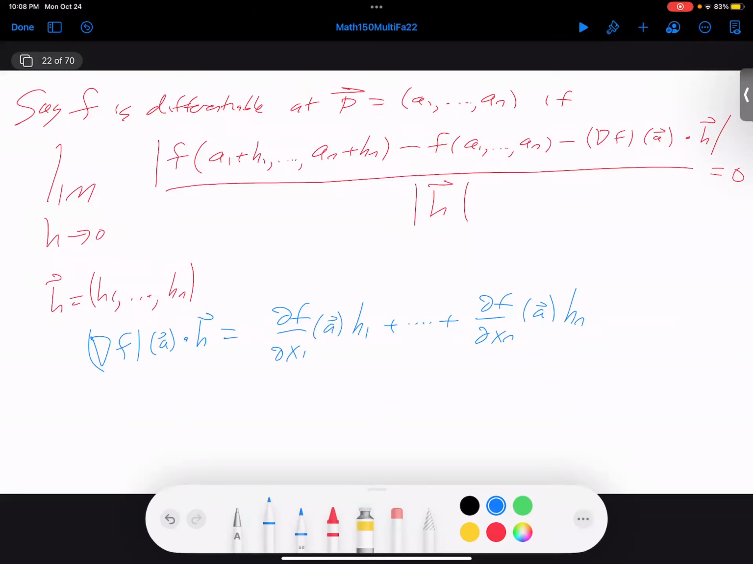Not every Calc 3 course actually covers this. A lot of them completely ignore this and they just say, if the partial derivatives exist, then your function is differentiable. You've got to be a little bit careful because this is not always true.